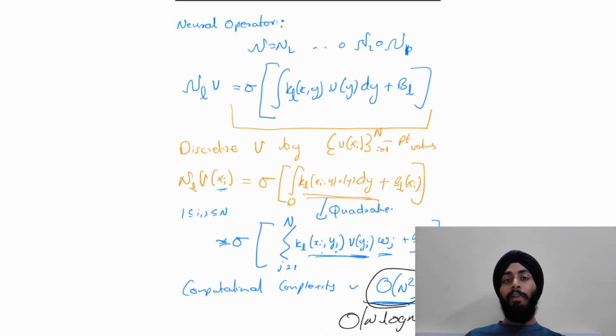So what would be a better alternative? It would be to have it O(n log n). That is the best that we can do. So what Fourier neural operators do is, in essence, going from O(n²) to O(n log n).